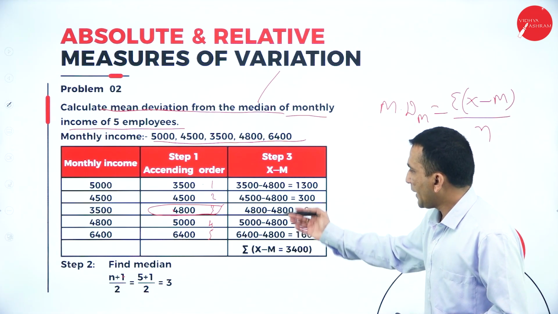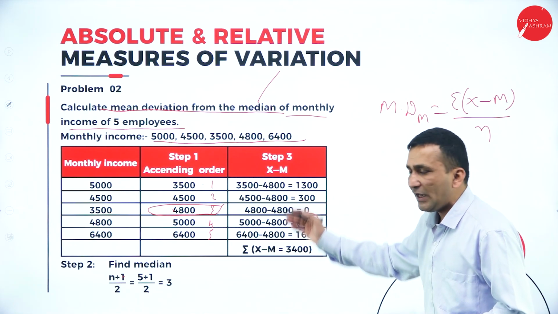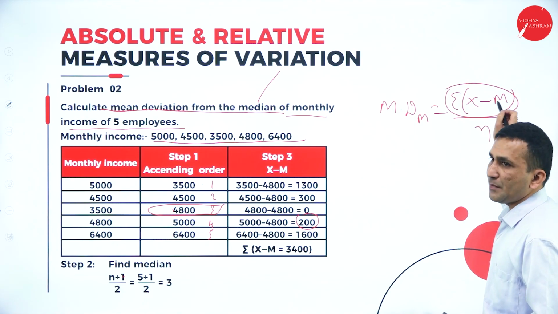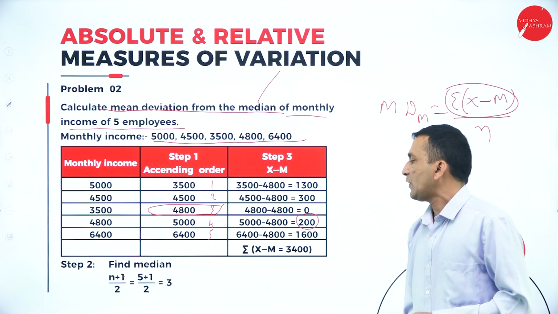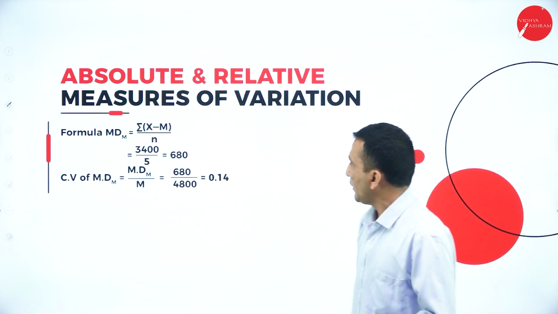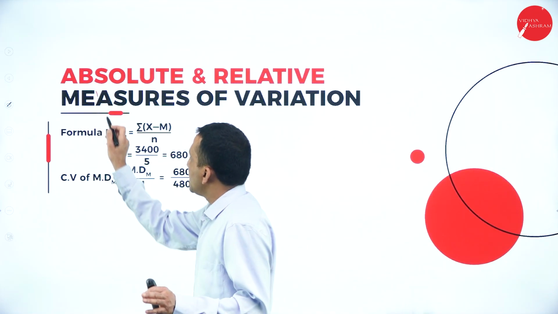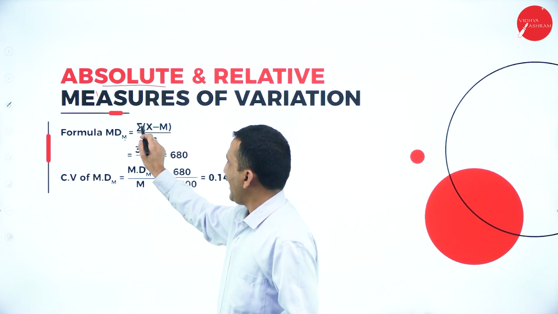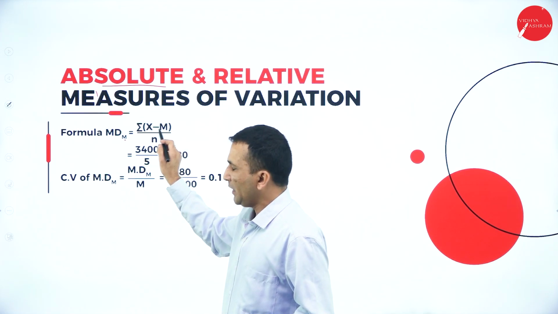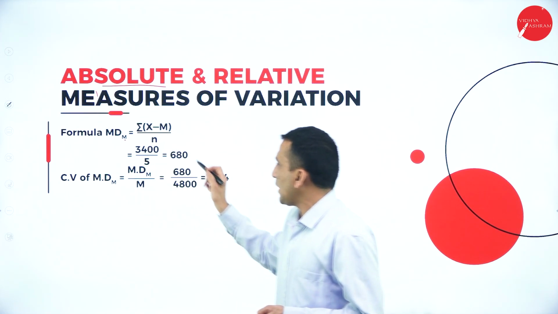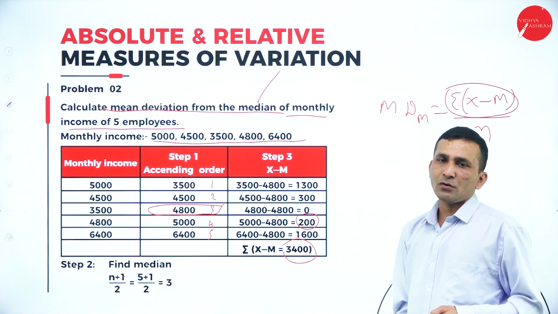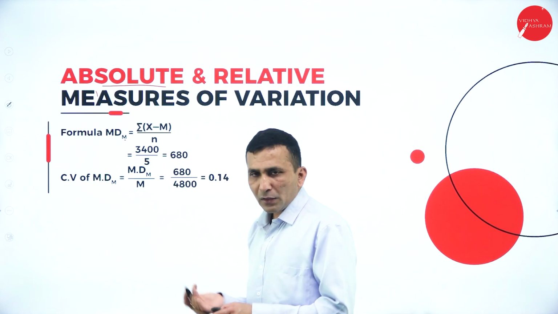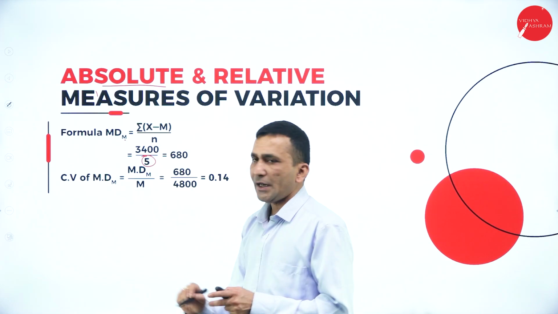After getting the values of |x minus median|, we take the total, sigma |x minus median|. If you take this total, we are getting 3400. Moving forward for solving the problem, the formula for the mean deviation from the median, which is absolute, is sigma |x minus median| divided by n, the number of observations. We already calculated the total as 3400, so 3400 divided by the number of items, which is 5.